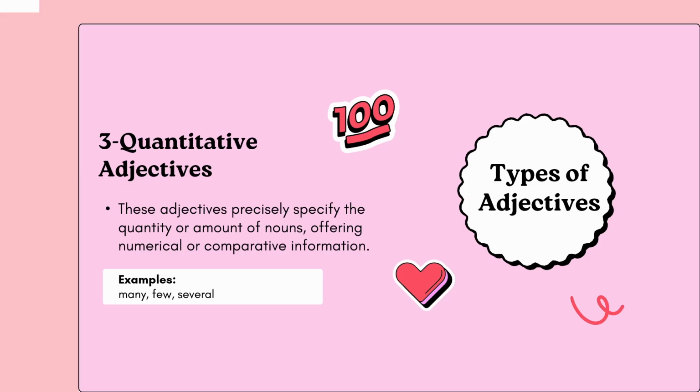Quantitative adjectives. These adjectives precisely specify the quantity or amount of nouns, offering numerical or comparative information. Many, few, several, even 100 rupees. 100 is an adjective there.